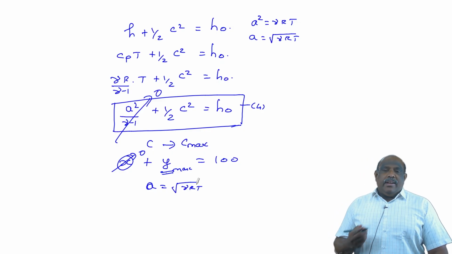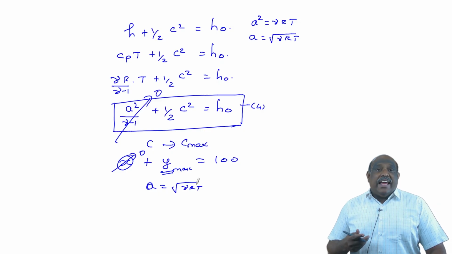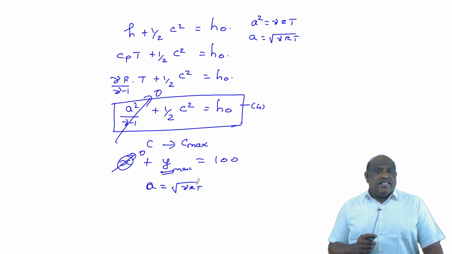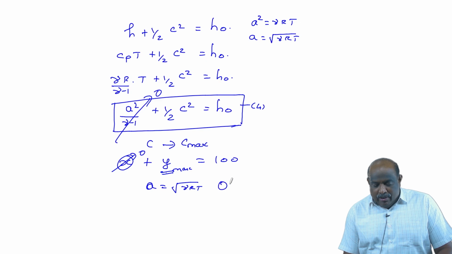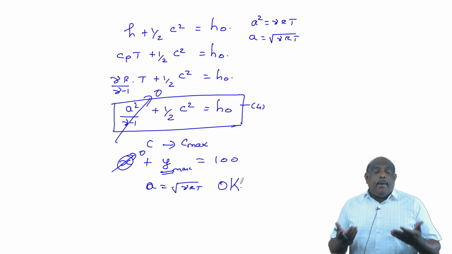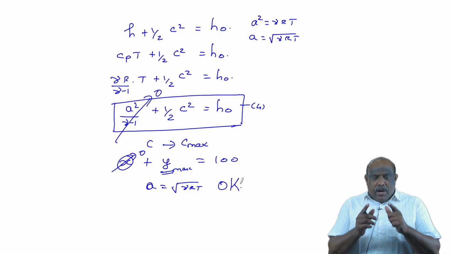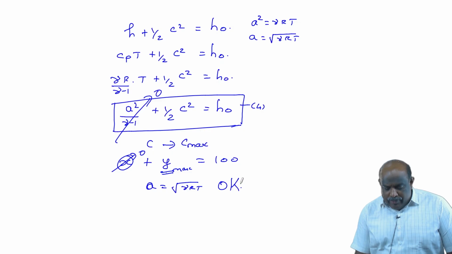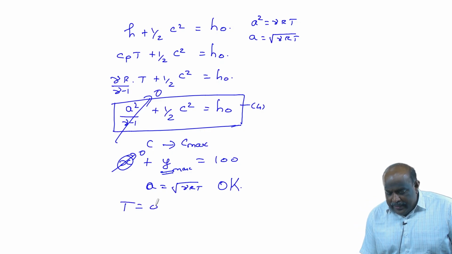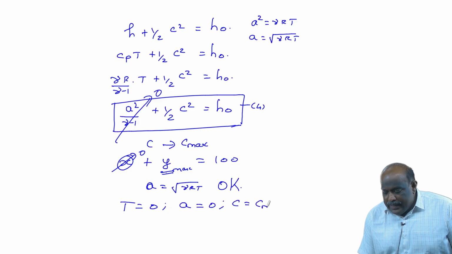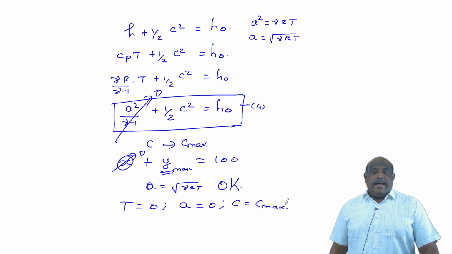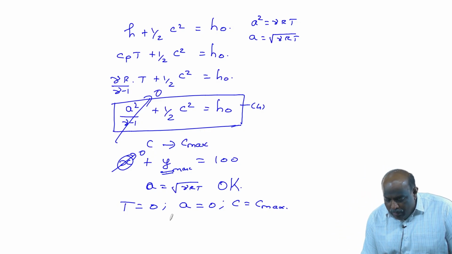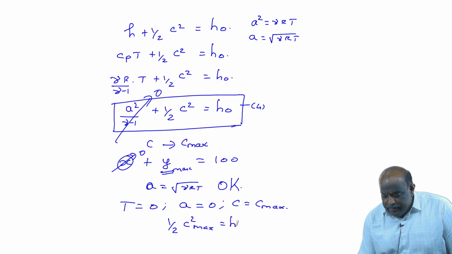No. Any material in the world will have temperature above absolute zero Kelvin. I am not telling 0 degrees Celsius, I am telling 0 Kelvin. It is not practically possible. But if it is possible, then my A will become 0. So when T equals 0, my A will become 0. In such a case, C will become C max. Okay, so I can write half C squared max equal to H naught.